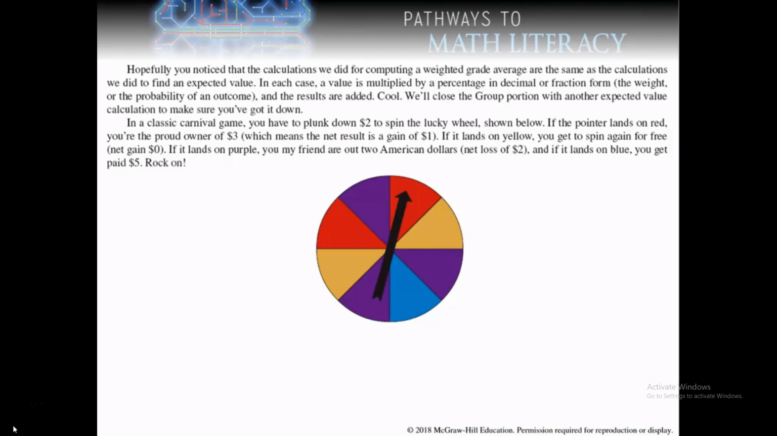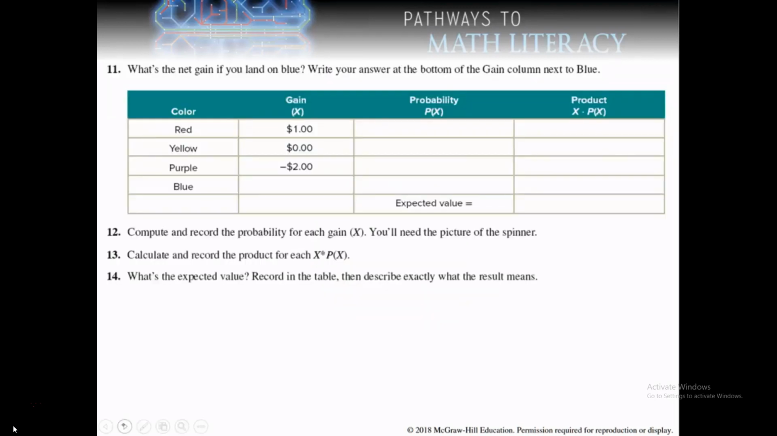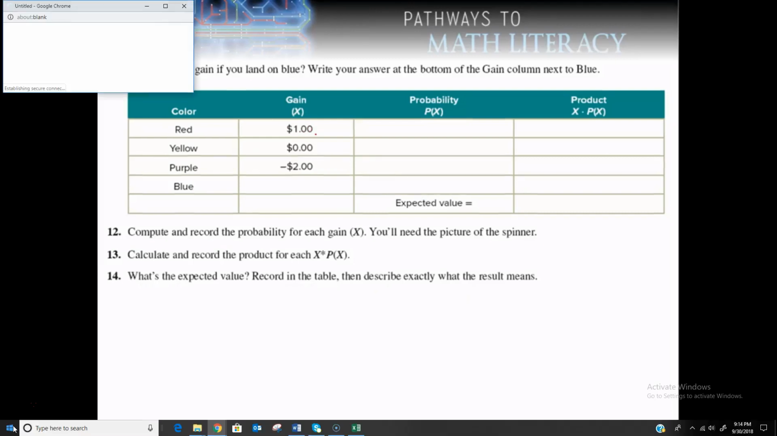Red wins you $3, but since you paid $2 to play, you only really gain $1. Yellow wins you $2, but that means since you paid $2, you don't really get anything. Purple, you got nothing, so you were actually out the $2 you paid to play. And then blue wins you $5, and so since you paid $2 to play, blue would actually only gain you $3, and that one we do need to fill in.